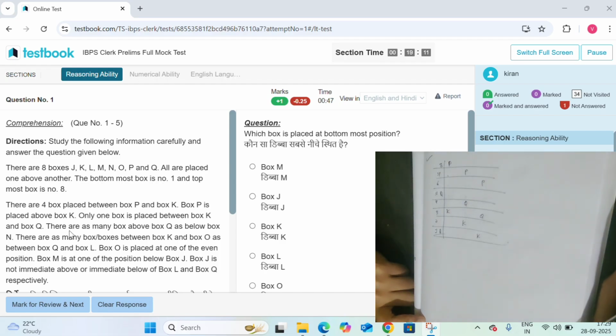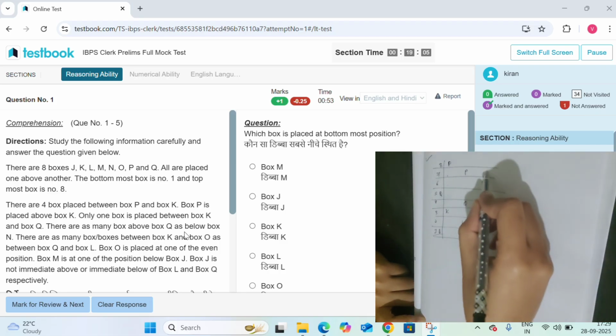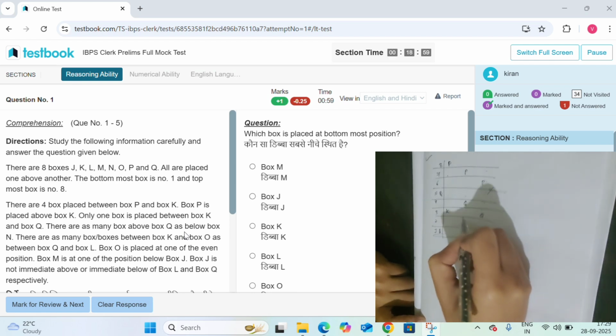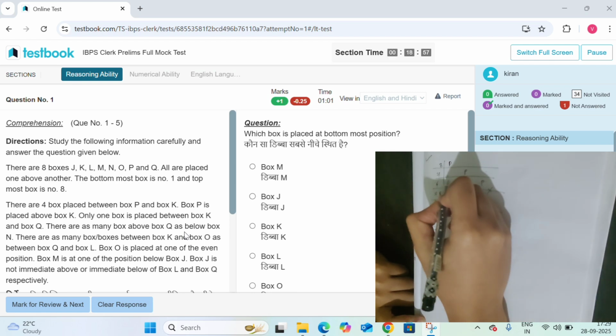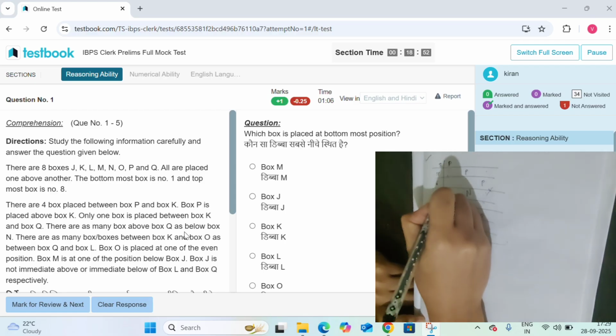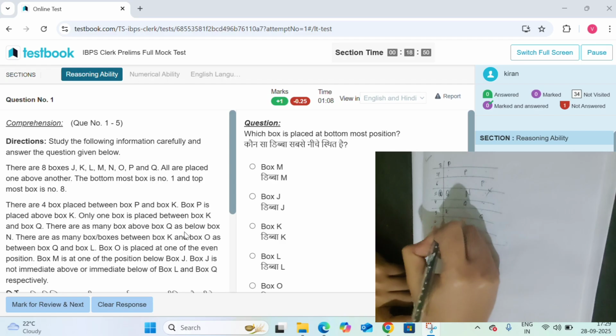There are as many boxes above Q as below N. Above Q, 1, 2, 3, 4, 5. N not possible. Above Q, 4, below Q, 1, 2, 3, 4. N. Above Q, 1, 2, 3, below Q, 1, 2, 3. N. That means this should be Q, and N should be here.